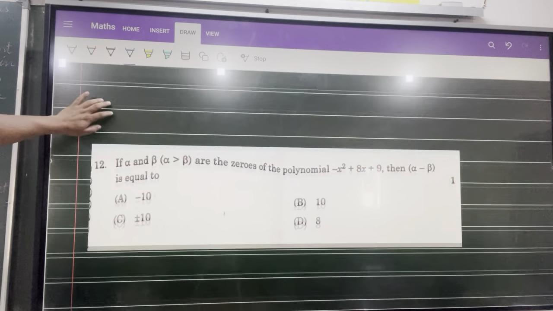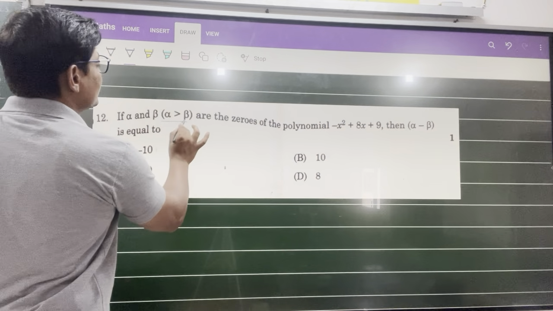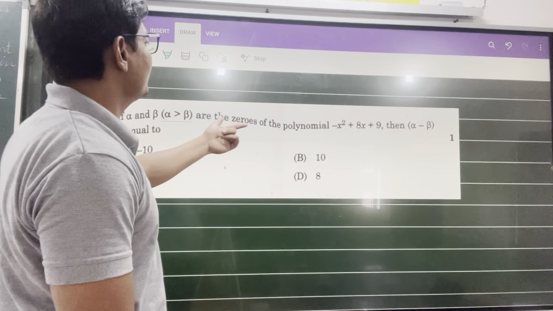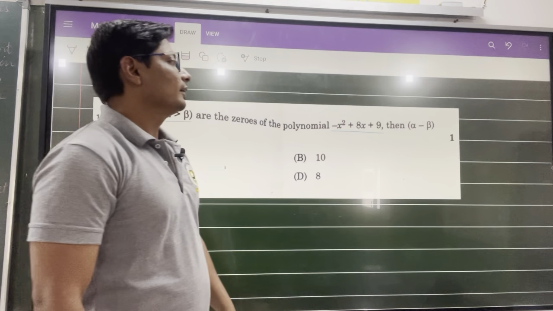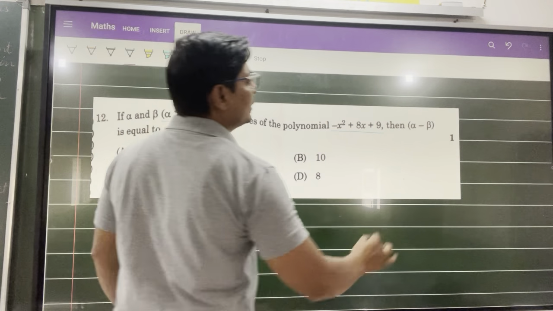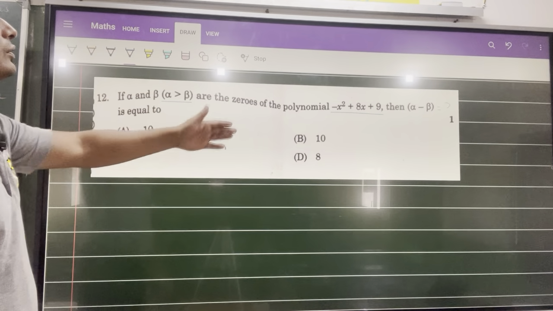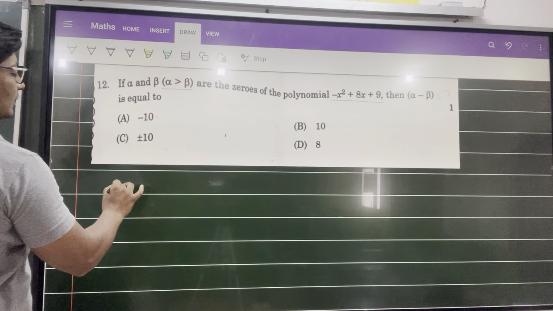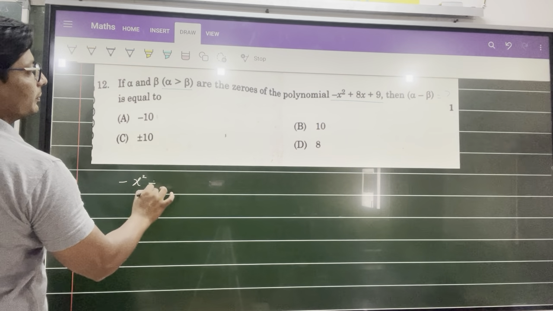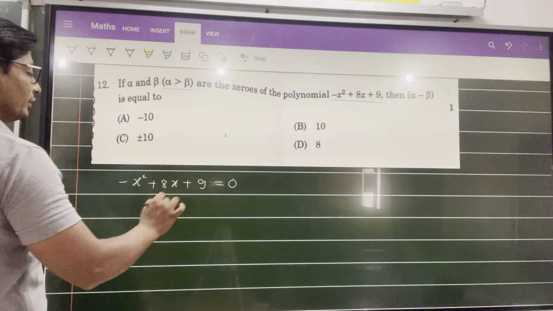Okay. So now, if alpha and beta are two zeros such that alpha is greater than beta, of the polynomial minus x square plus 8x plus 9, then we have to find the value of alpha minus beta. For that we have to find the two zeros of the given polynomial. So let us first write the polynomial here. The given polynomial is minus x square plus 8x plus 9. To find the zeros, we are going to equate it to 0.